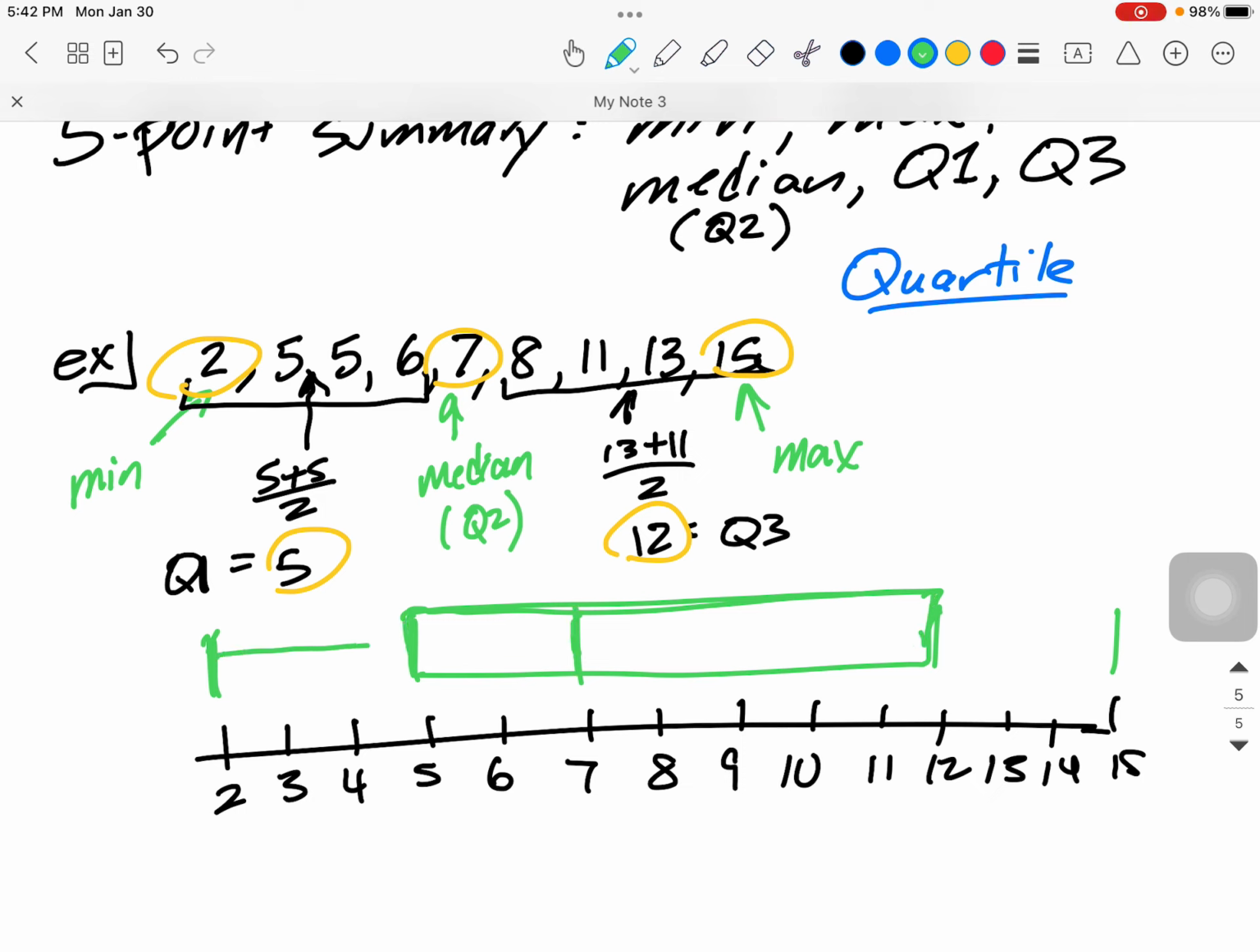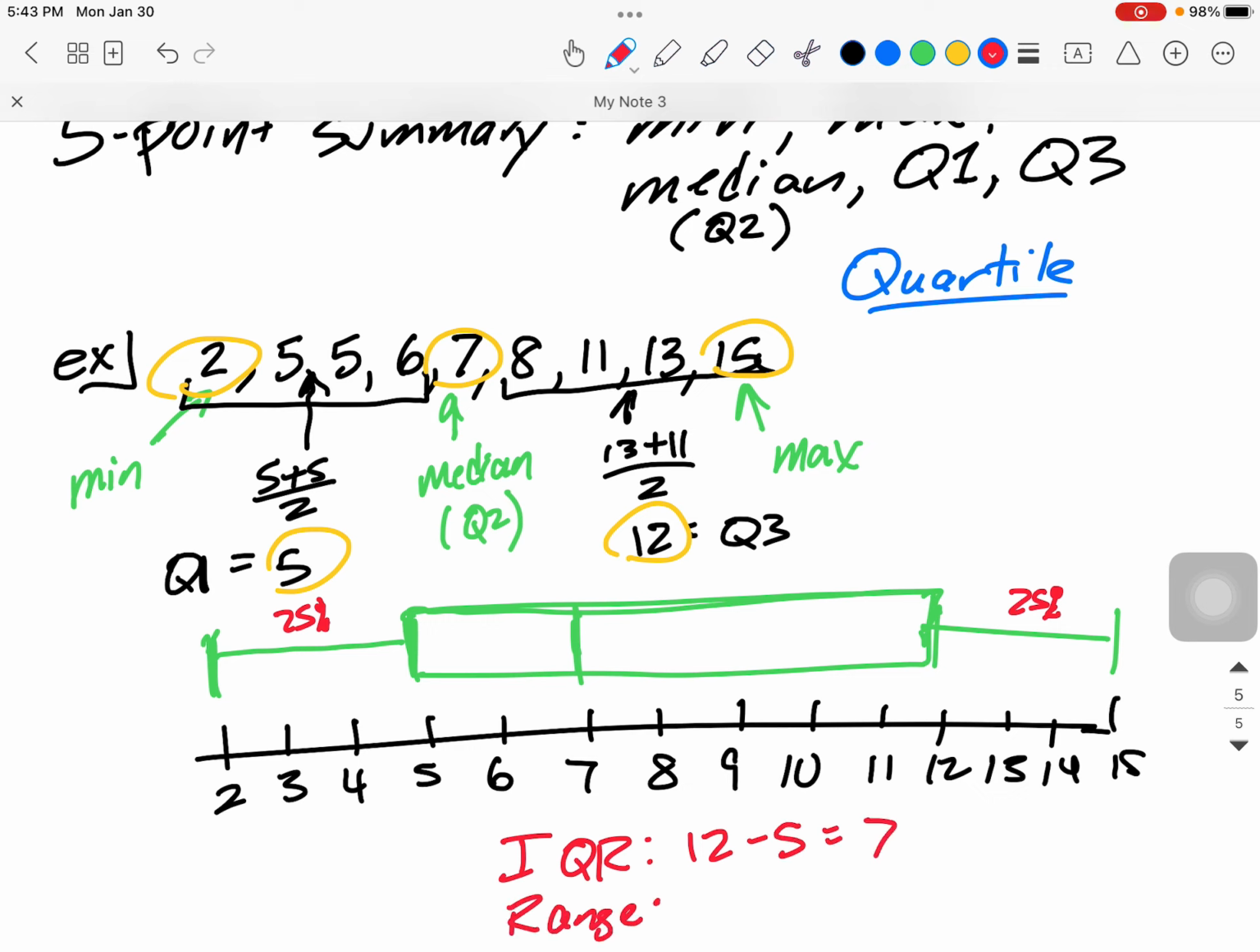Sometimes it's also called a box and whisker plot, with these 2 little lines I'm drawing called the whiskers. And they represent the bottom 25% of the data and the top 25%. So if I ask you to calculate the IQR, it would be 7, because 12 minus 5. If you were asked for the range, it would be the max minus the min, so it'd be 13. The median, again, is 7. That's right in the middle.